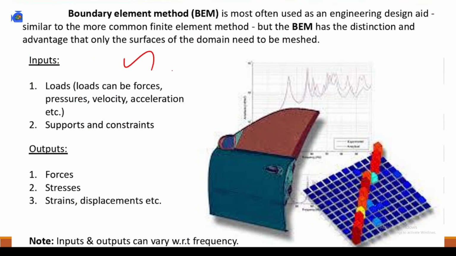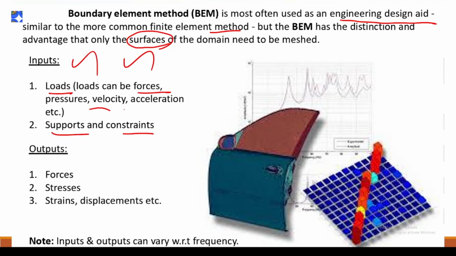Next comes the boundary element method. It is often used as an engineering design aid, which is similar to the finite element method. The only difference is that it is more towards the surfaces, whereas the previous one, the finite element method, which falls under the numerical method, is actually applied for the entire body, whereas this is for the surface. Inputs also look in a similar fashion, that there could be loads and supports and constraints.